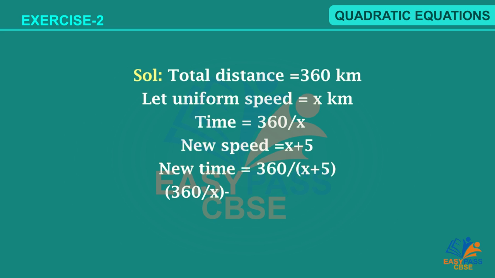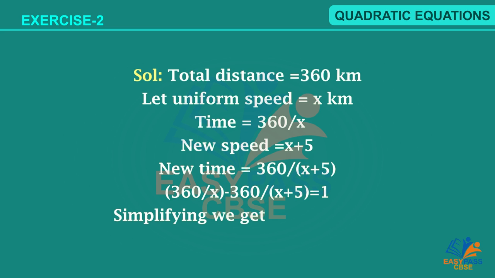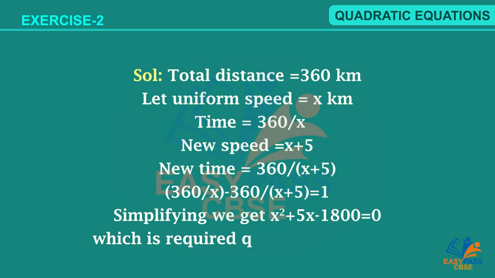What is given? 360 by x minus 360 by x plus 5 is equal to 1. Now, if you simplify this, you get x square plus 5x minus 1800 is equal to 0, which is the required quadratic equation.